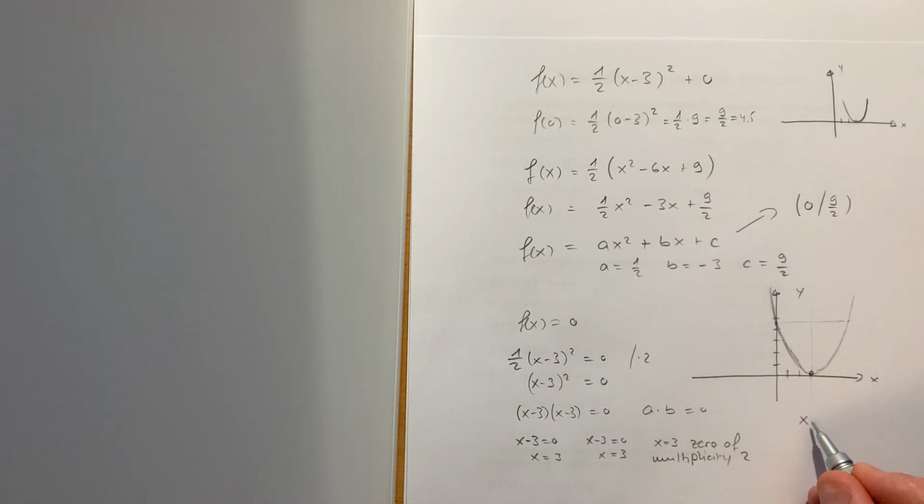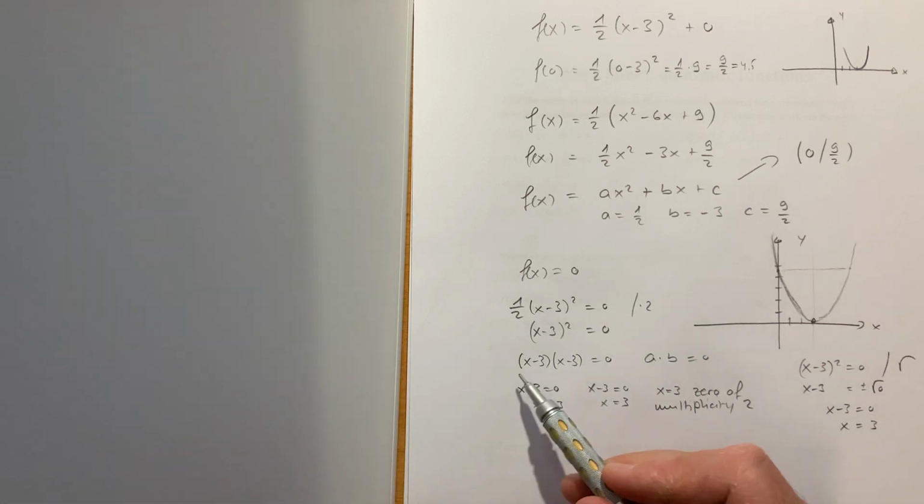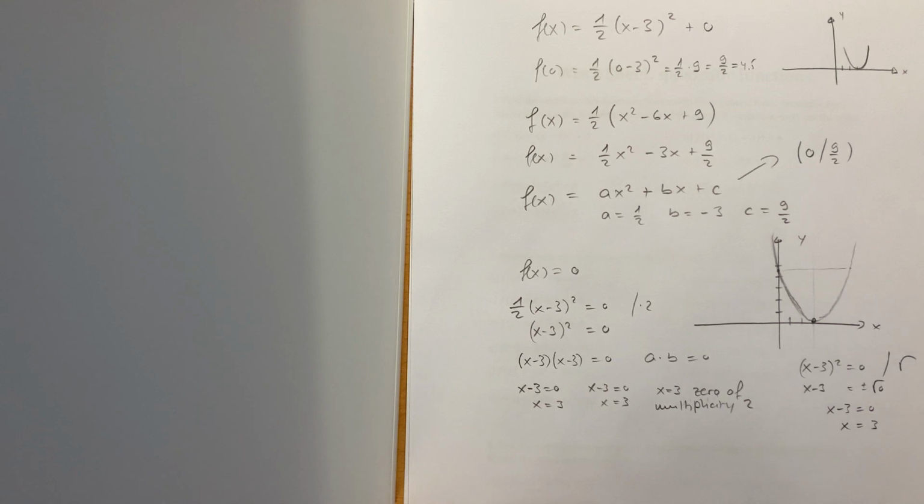Or you could say, well, x minus 3 squared is equal to 0. You take the square root. So x minus 3 is plus minus the square root of 0. Well, this is 0, and plus minus 0 is also 0. X minus 3 is equal to 0. X is equal to 3. You would have been able to work it out like this too. But in this case, you can clearly see that it is a zero of multiplicity 2. So if you plug in 3 here, this will be 0 and this will be 0.